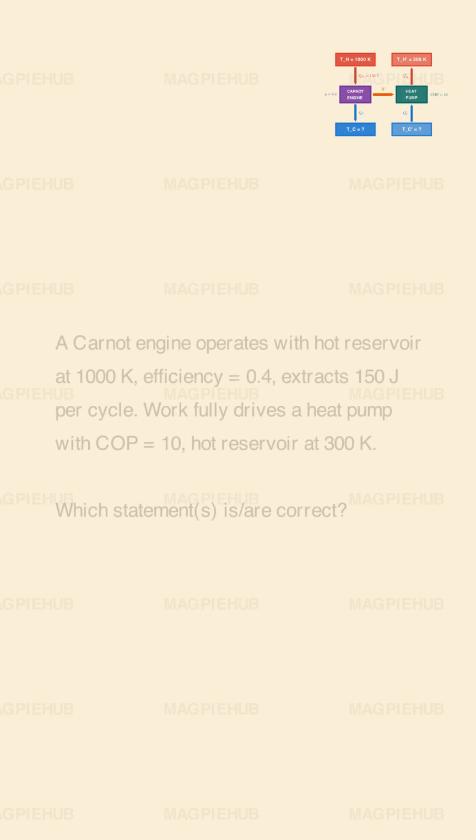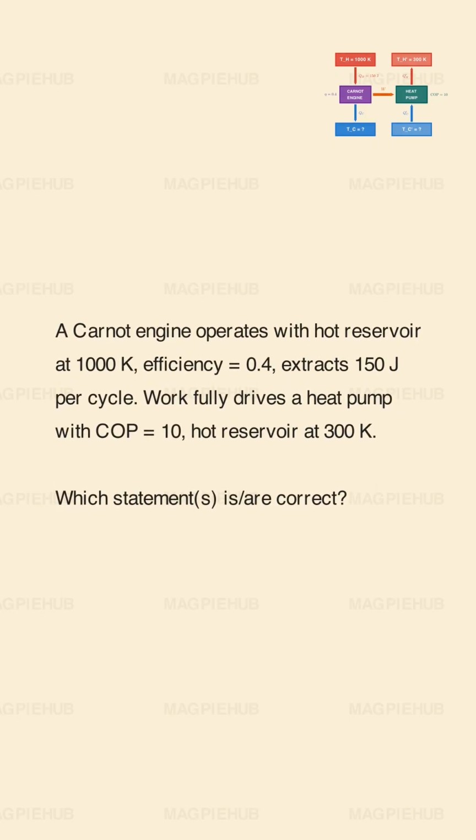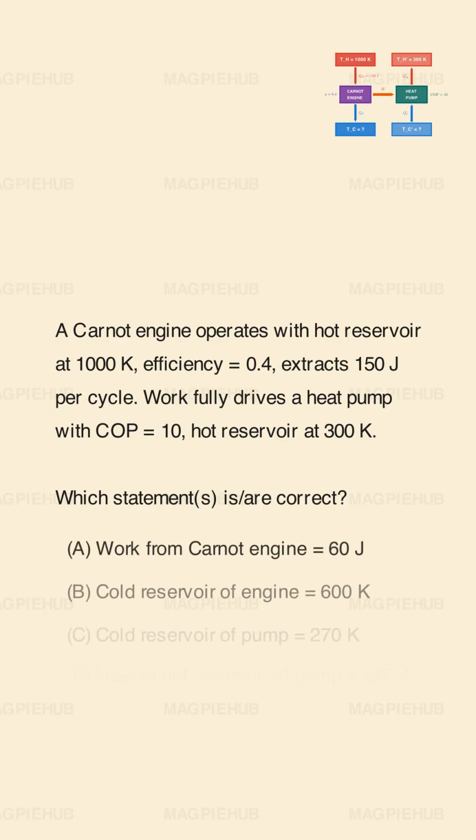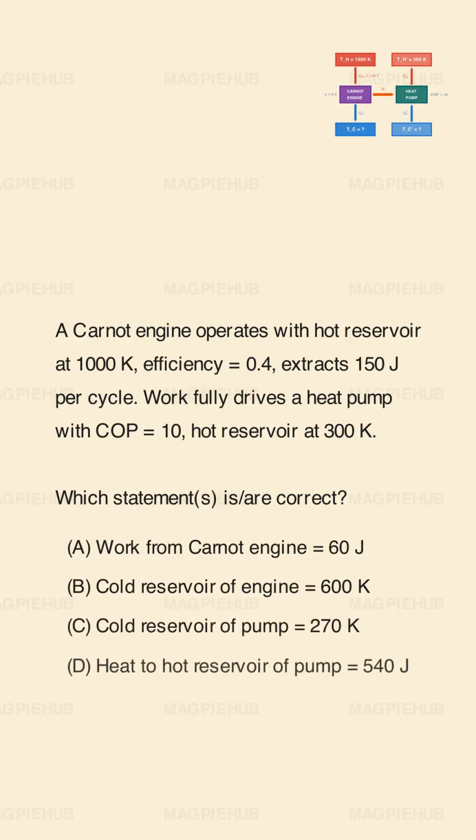Here is the question. The efficiency of a Carnot engine operating with a hot reservoir at 1000 Kelvin is 0.4. It extracts 150 joules of heat per cycle from the hot reservoir. The work extracted is fully used to run a heat pump with coefficient of performance 10. The hot reservoir of the heat pump is at 300 Kelvin. We need to identify which statements are correct.